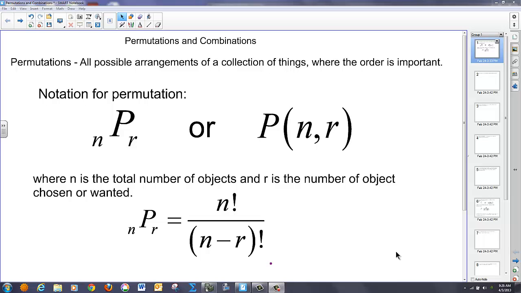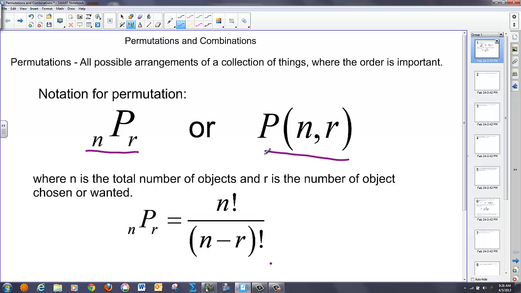Today we're going to talk permutations and combinations, and as stated in the slide, the permutations is the set of all arrangements of a collection of items where order is going to be important. Now, when we do talk permutations, there's a couple of different notations that are used in different books.